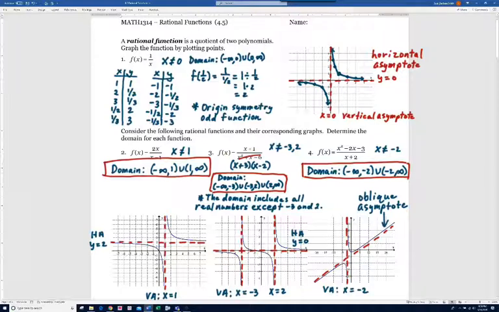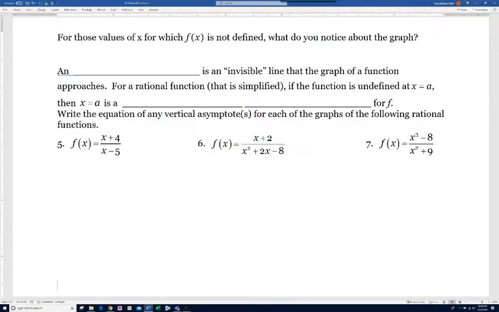Now, I'd like you to go ahead and look at what we did on 2, 3, and 4, and look at the relationship between our restricted values and our vertical asymptotes. In fact, you can see that wherever we have a restricted value, there is going to be a vertical asymptote. All right, so let's move on to the next slide.